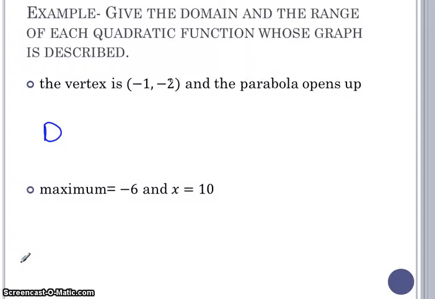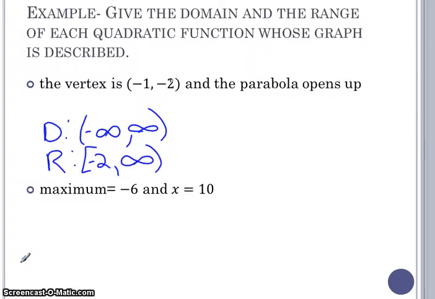So what would our domain be? All reals. That one's a gimme. Just remember to write it down. Okay, and then what about our range for this one? -2 to infinity. I feel like this is a really easy thing to overthink. It absolutely is. That's all we have to do. Yeah, we just asked for domain and range.